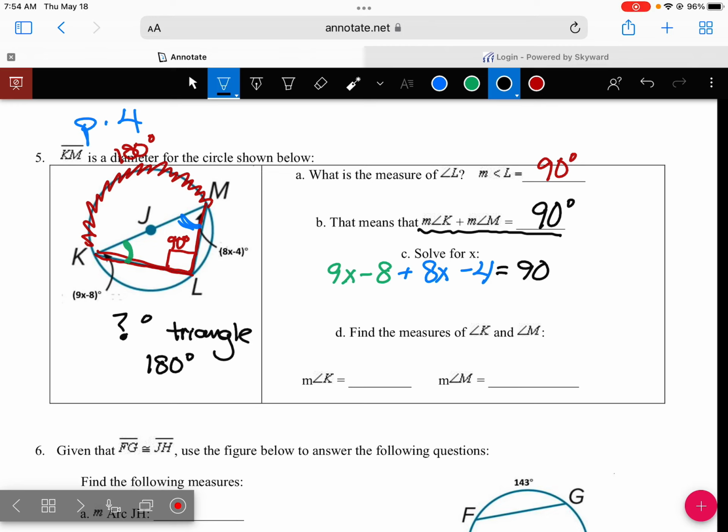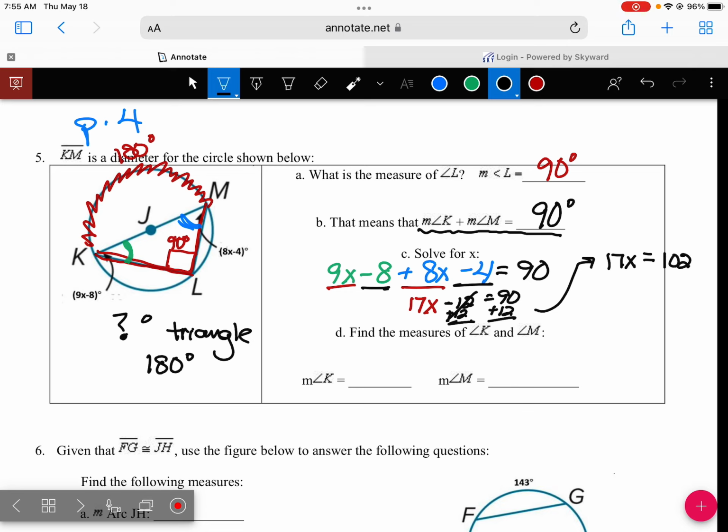Yeah. So I've got a 9x plus an 8x, which gives me how many? 17x. And I have negative 8 and negative 4. Make sure you look and see if you have some of those same terms on the same side of the equation. So negative 8 and negative 4 is negative 12 is equal to 90. So add 12, add 12. 12s cancel out. Coming over here, 17 times x is equal to 102.